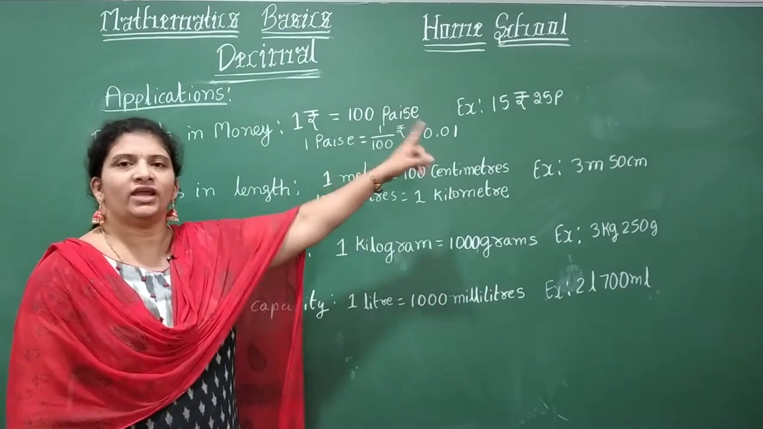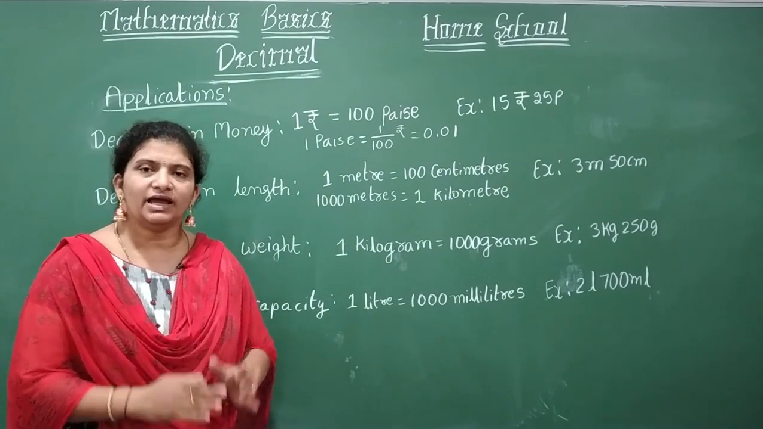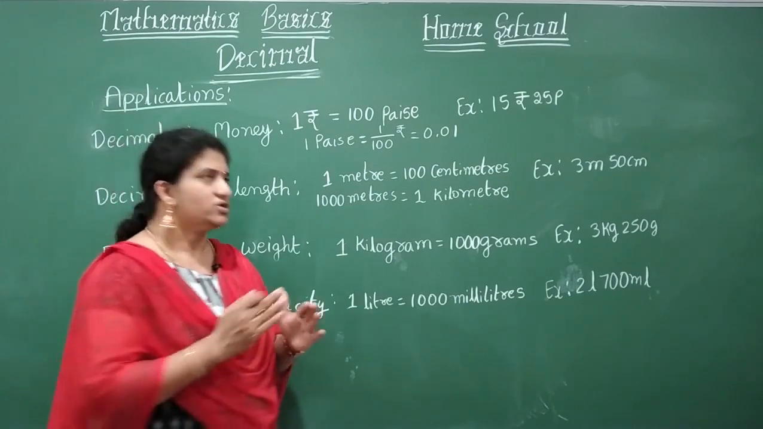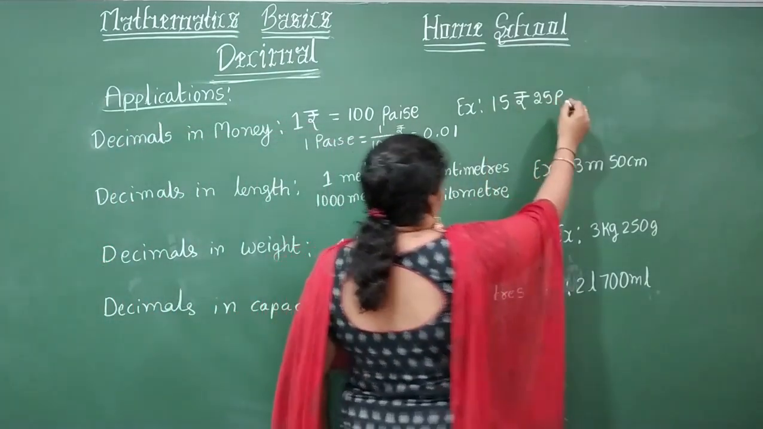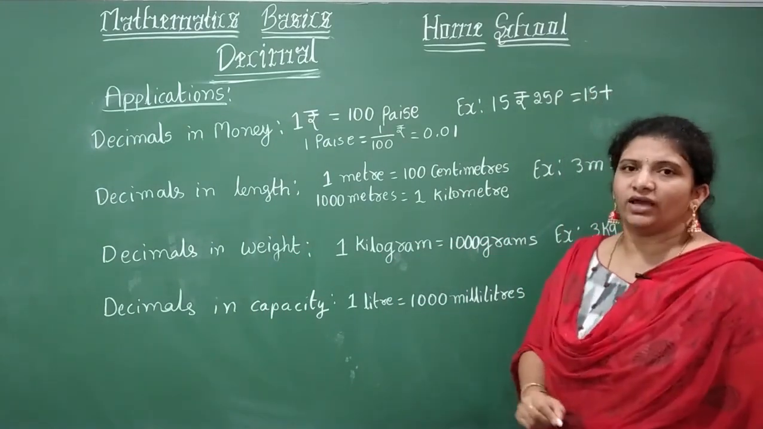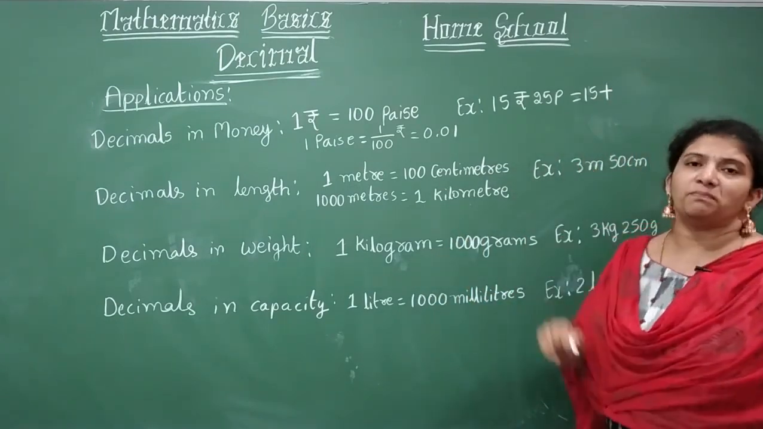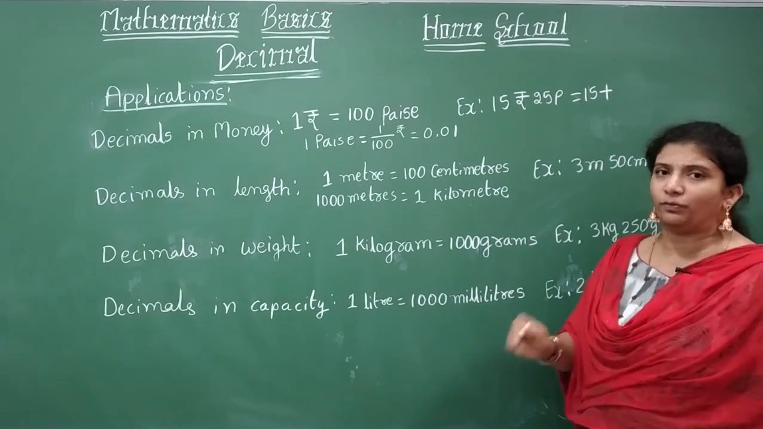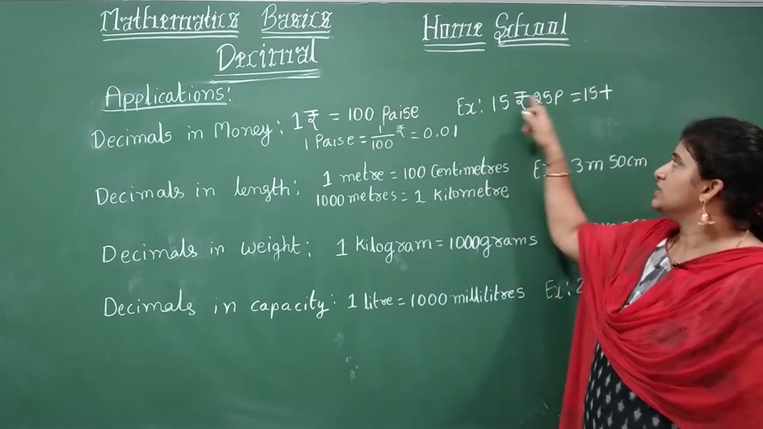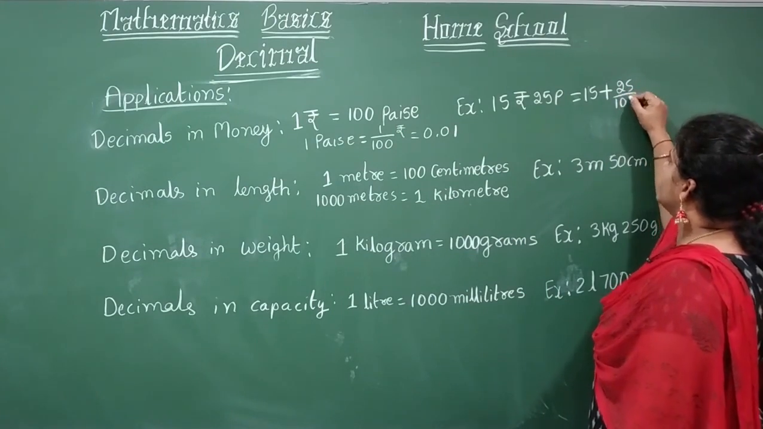Now we are going to take one example. 15 rupees, no need of converting. It's a whole number. Now the next continuation will be a decimal part. So observe here, 15 rupees plus 25 paise. Convert 25 paise into rupees. How do you convert, children? 1 paise is equal to 1 by 100 rupees. So 25 paise is equal to 25 by 100.